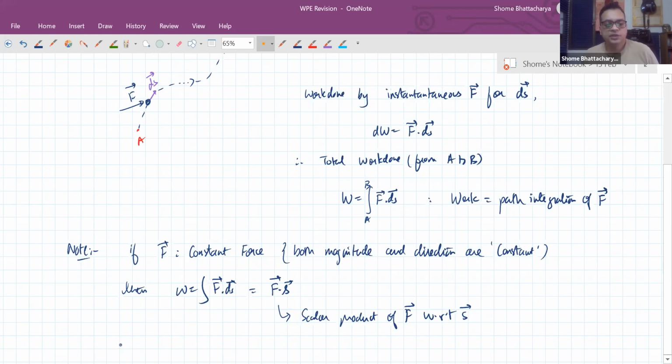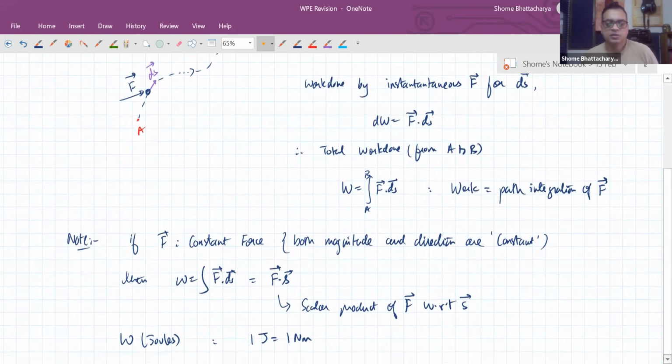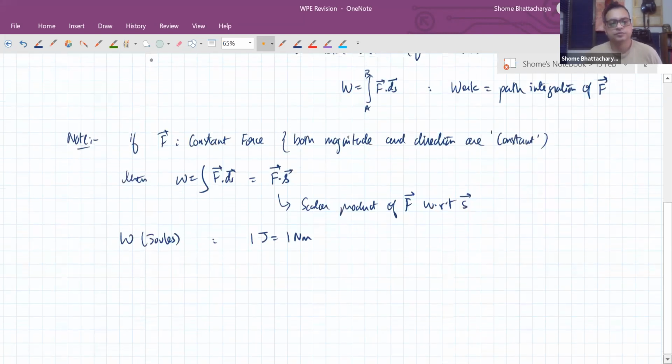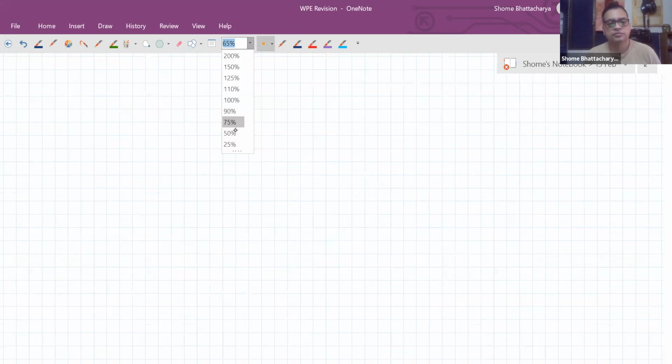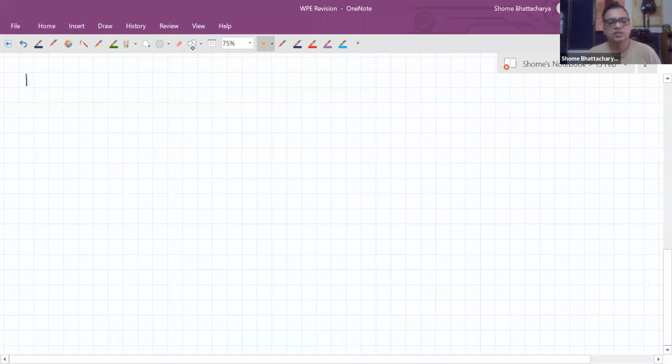And of course, we had seen that work done is a scalar quantity expressed in joules, SI unit being joules, where 1 joule is equal to 1 Newton meter. So this was the basic concept. So let's do some revision questions based on the definition of work done by a force itself. So let's start with this example.